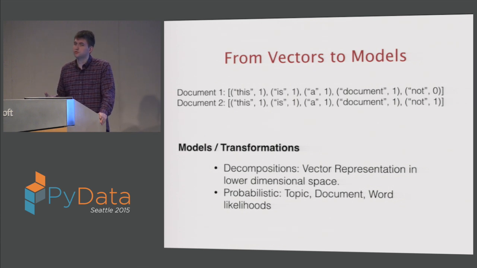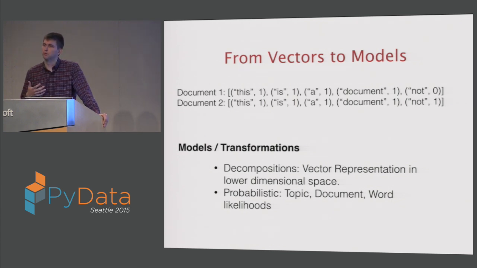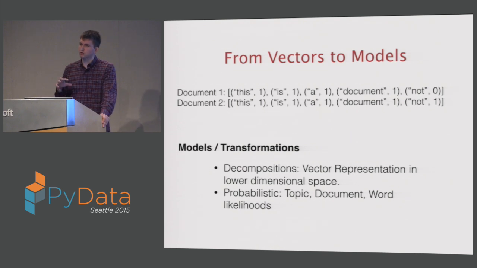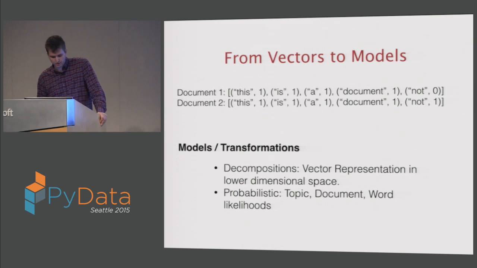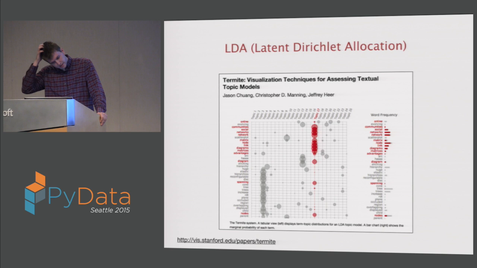Both outcomes are really useful. These decompositions are maybe a little bit better for querying. I have these two documents, and here's their representation after PCA, and I want to find the similar documents. Whereas probabilistic models are a little bit more interpretable. You can say, this document arose due to its probability of whatever topic at hand. So, two examples of that.